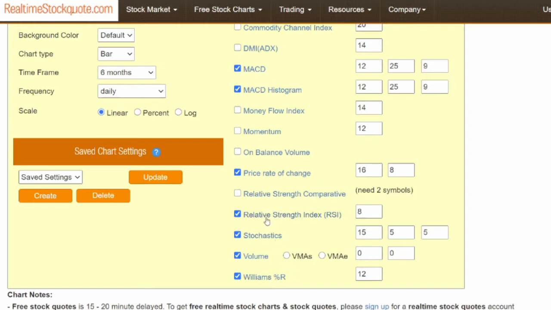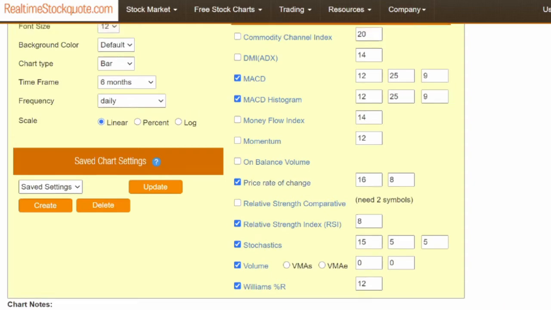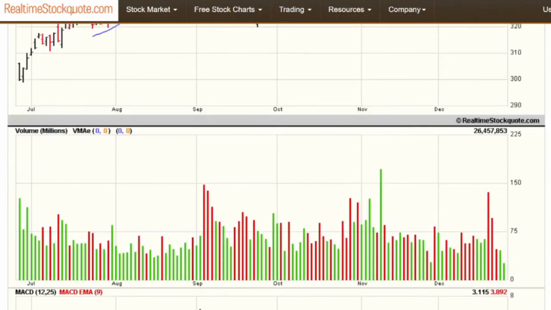And now for additional information, if you want to know about each oscillator, you just simply highlight here and click on it, and that will bring you to an explanation of what it is. All right, we're already set, so let's go ahead and take a look at the charts.